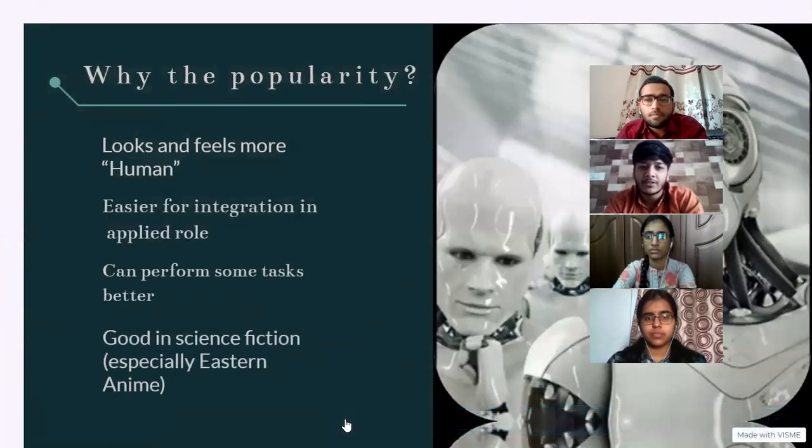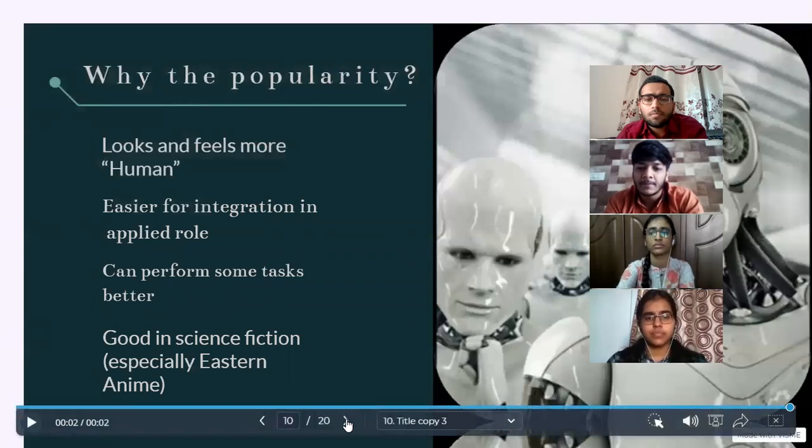So the main question is why they are gaining popularity in this era. Due to the features in this slide, they look and feel more like humans, and they can be easily integrated into any role applied to them. They can perform tasks better than humans, and they are gaining popularity because they emerge as superior in science fiction movies and some action movies like Transformers. So these are the reasons why they are gaining popularity. Next, please.